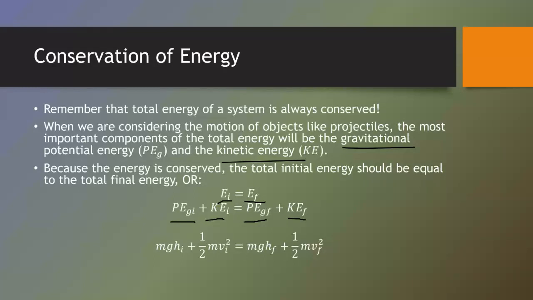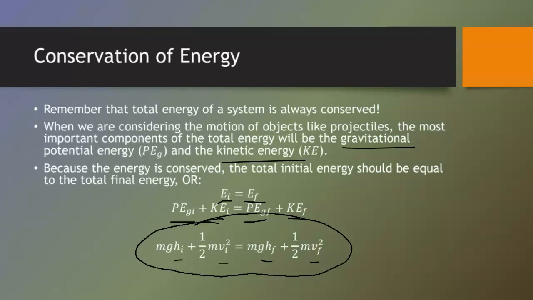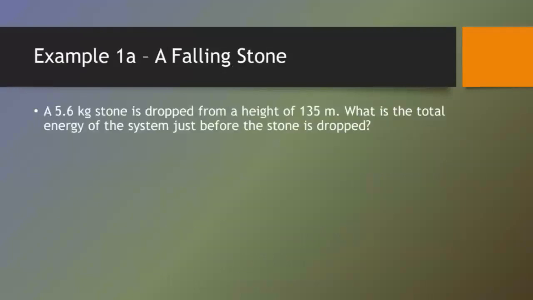And so here I just have the equation written out for you in terms of initial values and final values, but you'll see that you won't always need this whole equation to solve everything that we're going to talk about. Sometimes you'll just need part of it. So let's take a look at an example. A 5.6 kilogram stone is dropped from a height of 135 meters. What's the total energy of the system just before the stone is dropped?